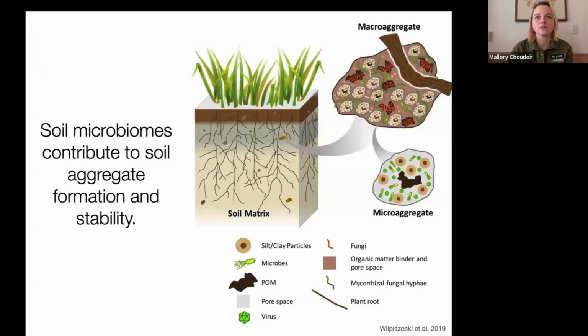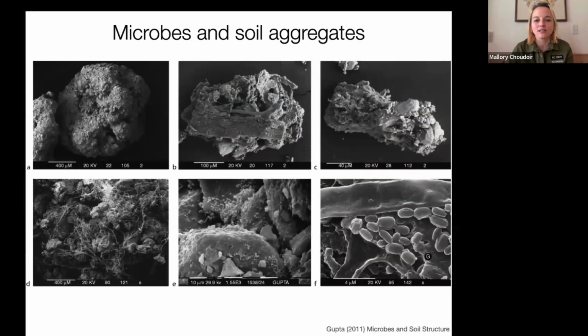So one function of soil microbiomes that I think is not often appreciated is how soil microbes contribute to the formation and the stability of soil aggregates. So living and dead microbes adhere to soil particles and release sticky compounds that literally stick the soil particles together, contributing to water retention. So here are some images of microbes adhering to soil particles and creating soil aggregates.